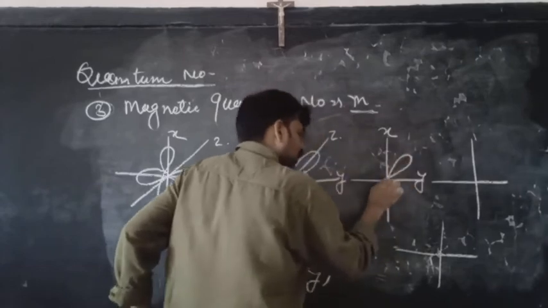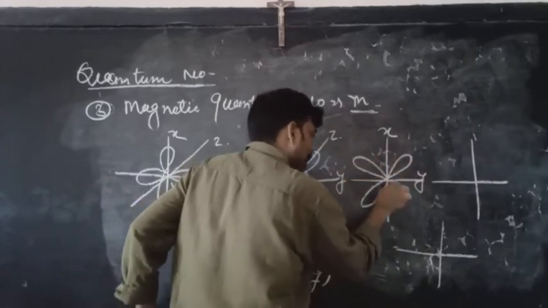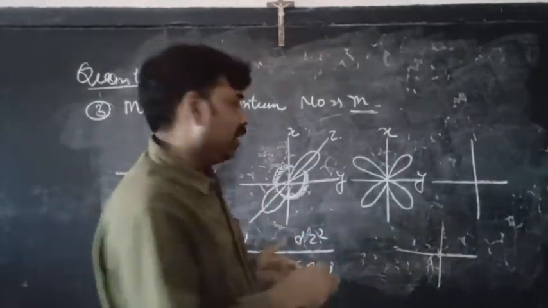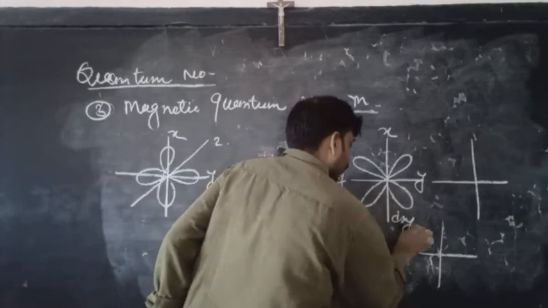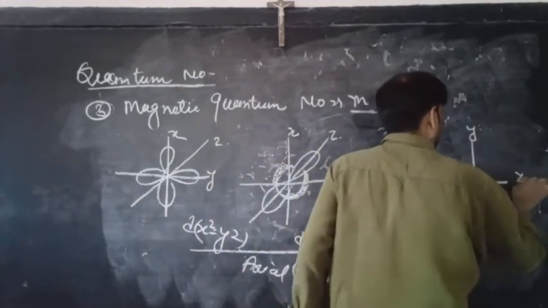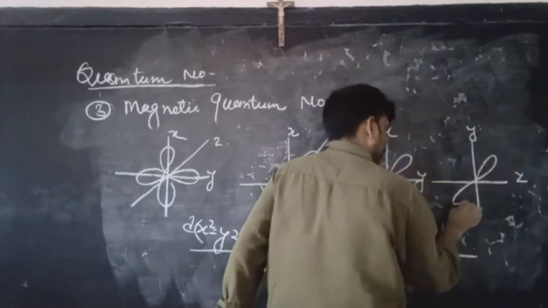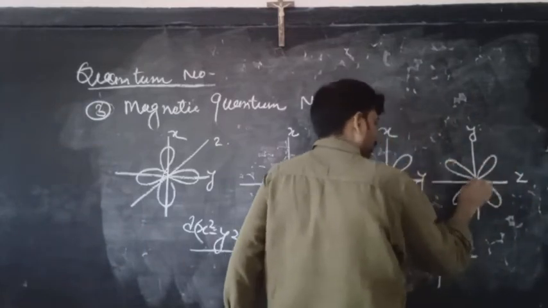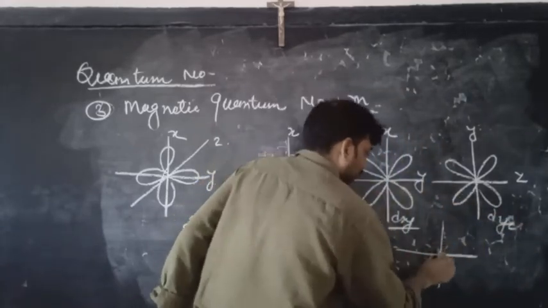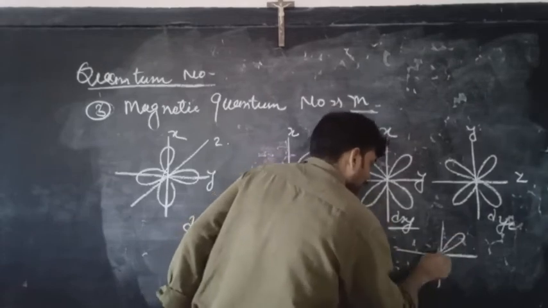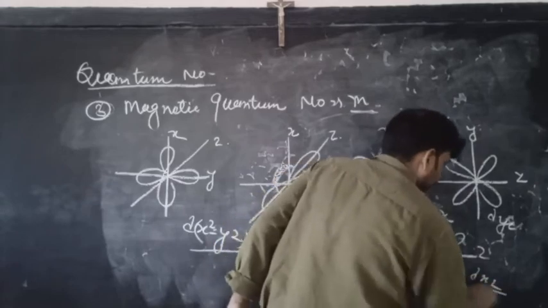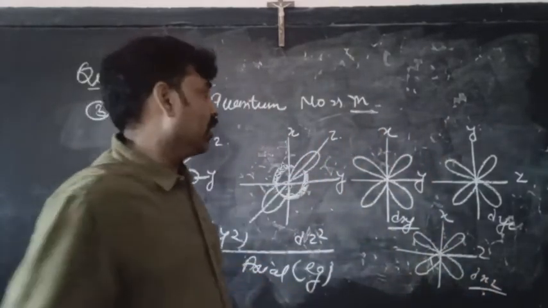If this is the axis x and y and the orbitals are surviving in this such condition, that means in between axis x and y, then it will be called dxy. If they are surviving in between axis y and z, then they will be called dyz. And in the case of next, when they are surviving in between axis x and z, then it is called dxz. So these 3 are called the equatorial.